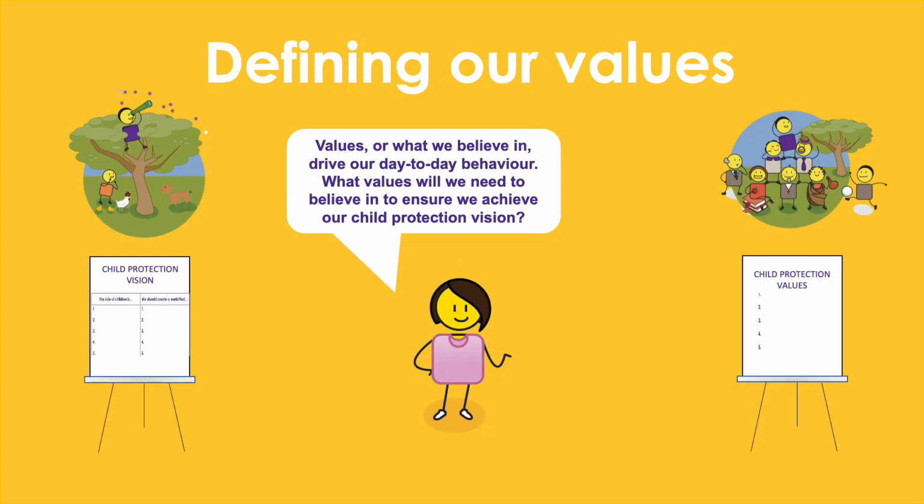Now that you've spent some time thinking about rights and responsibilities, we need to think about the values that will help you to achieve your child protection vision. Start with your vision statement and then think of 3 to 5 values that will help to deliver it. Ask yourself, to achieve this vision, what will we need to believe in? Write these values down, as they should guide your behaviors, actions, and choices moving forward.